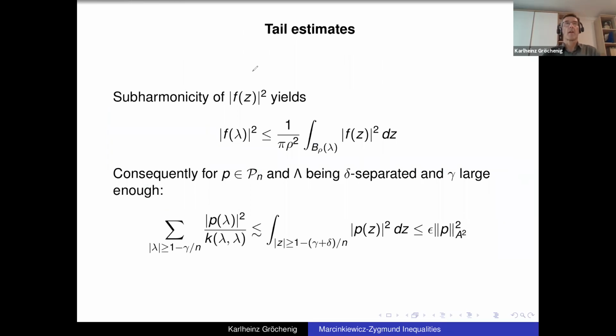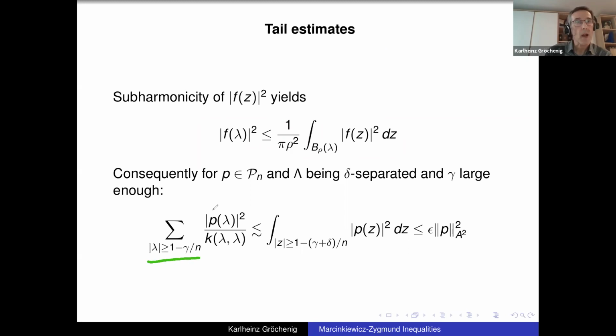Third ingredient are tail estimates. So F is analytic, so F absolute squared is subharmonic, and the submean value property tells you that the point valuation is dominated by a local average, and we will need that for the sampling points near the boundary.